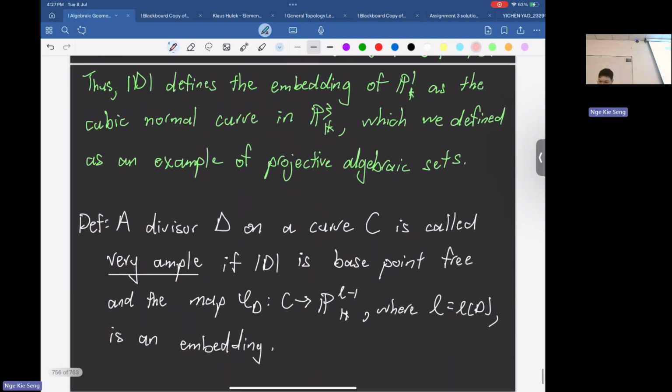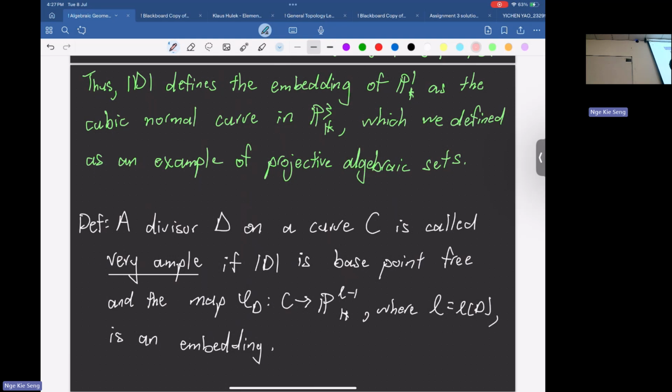Condition: a divisor D on the curve is called very ample if the complete linear system of D is base point free, and moreover the map that we construct here is an embedding. Then we will call this divisor very ample. Make sense? So these two joined together, we call this divisor very ample, for the special case that we consider in this class.